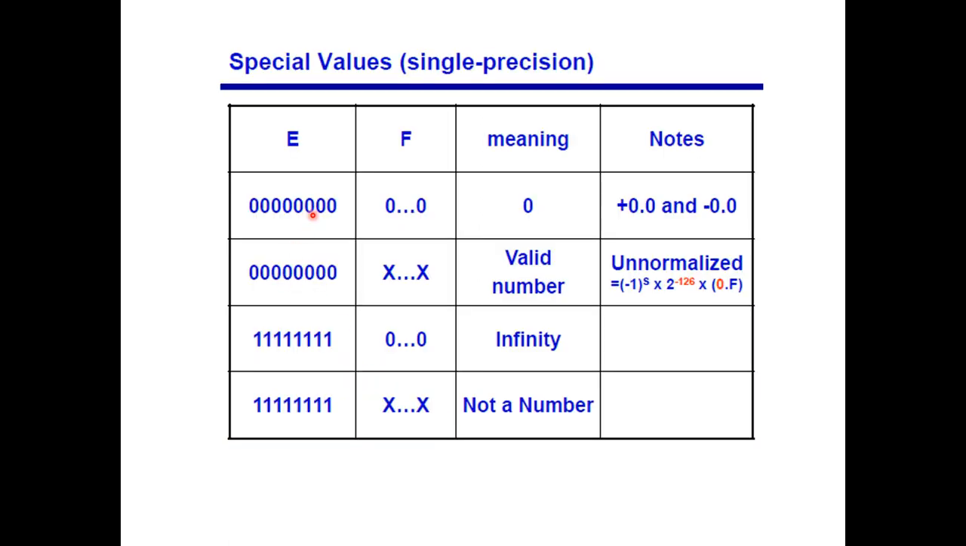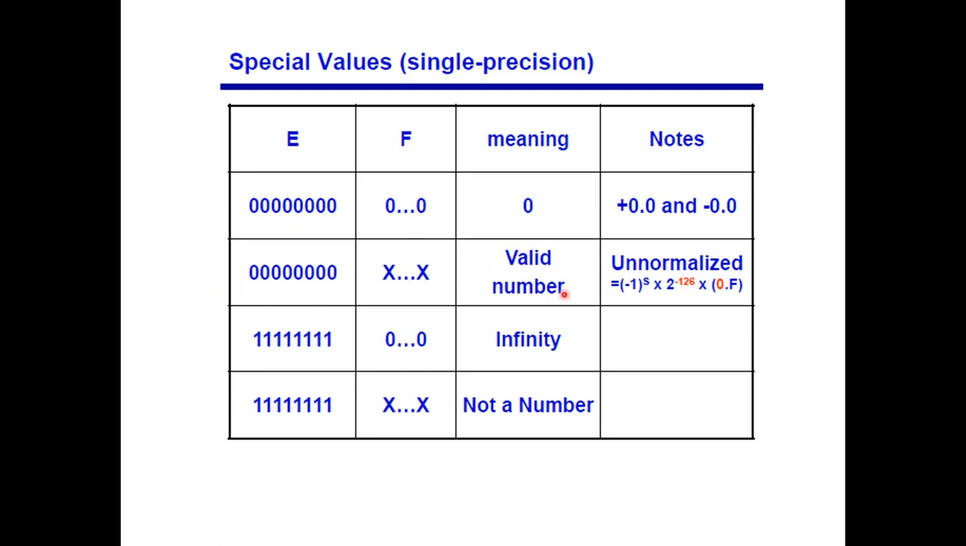So now we just summarize this in a table. These are special values. For single precision, e is all zeros and f is all zeros, all 23 zeros and all 8 zeros. The meaning of this number is 0, either plus 0 or minus 0, depending on the sign bit. If e is all 0 and f is a non-zero number, then that is a valid number, and it is a denormalized number.